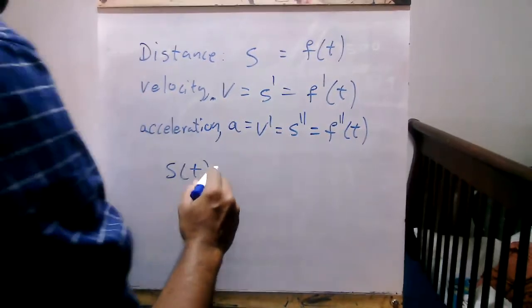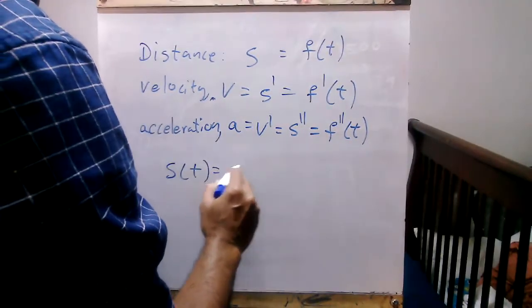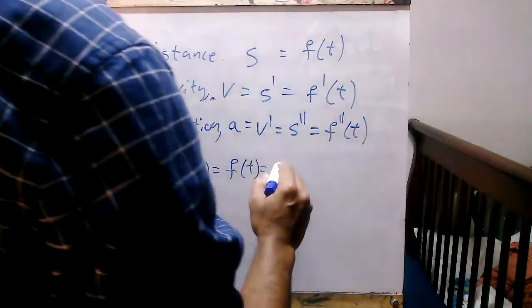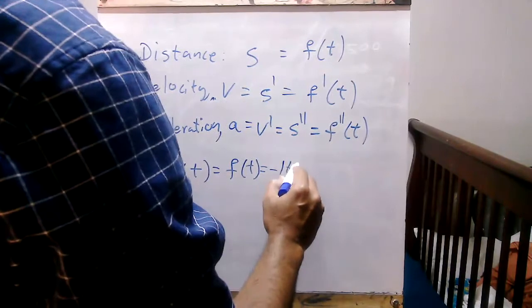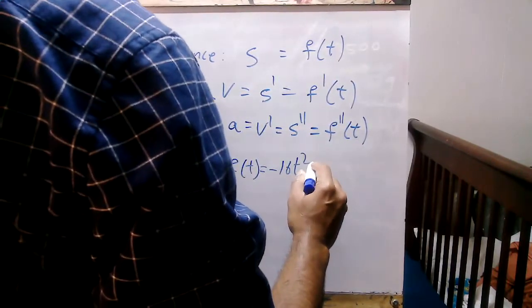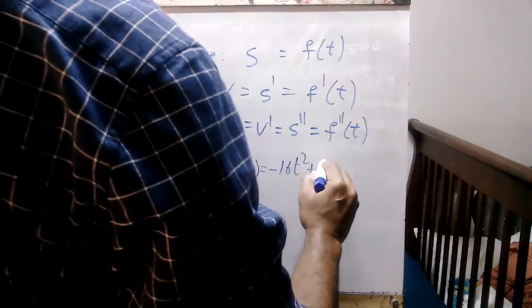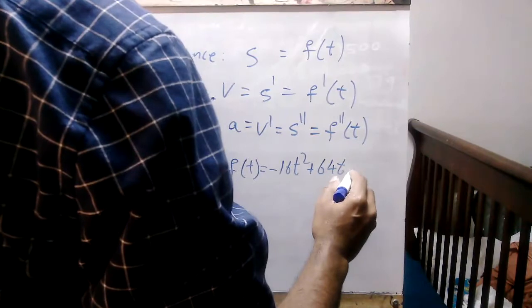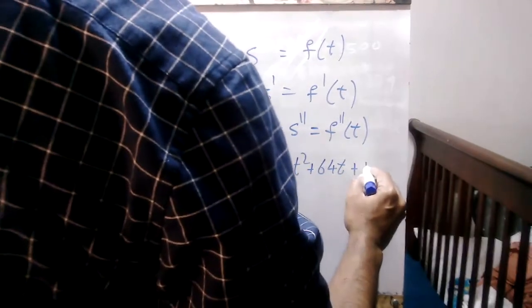Distance function given by negative 16t square plus 64t plus 512.